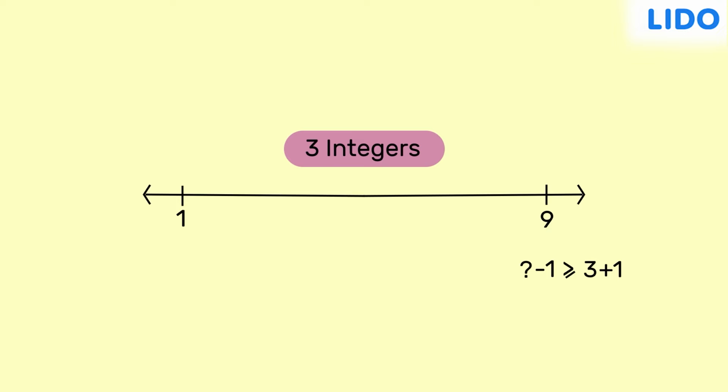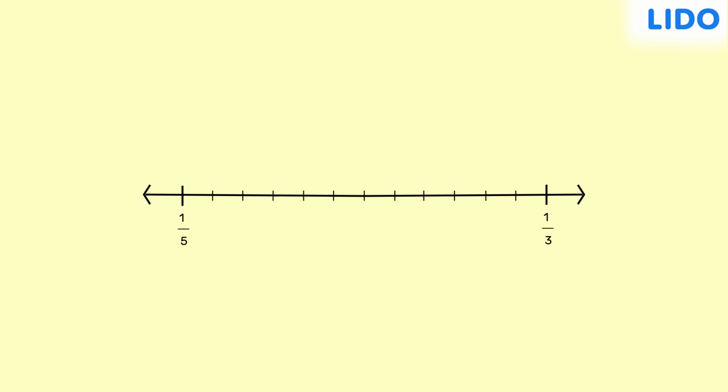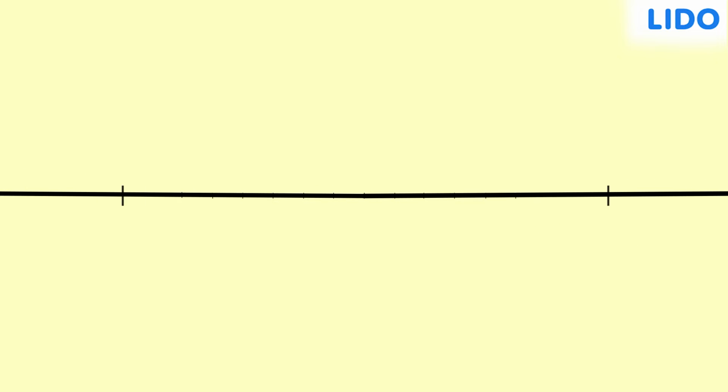If we were to generalize this, we can say that in order to have n integers between any two integers, the difference between those integers should be n plus 1. Between any two rational numbers, on the other hand, there is an infinite number of rational numbers. But how does the fact about integers help us here?